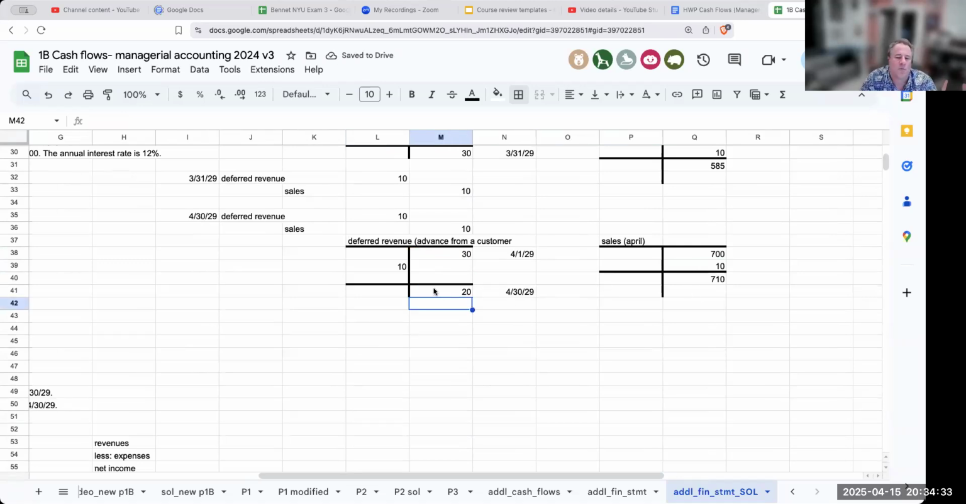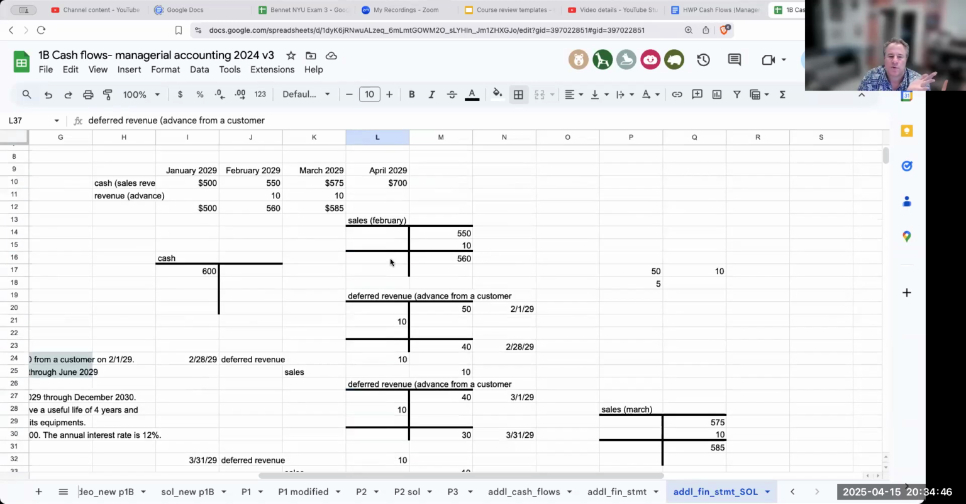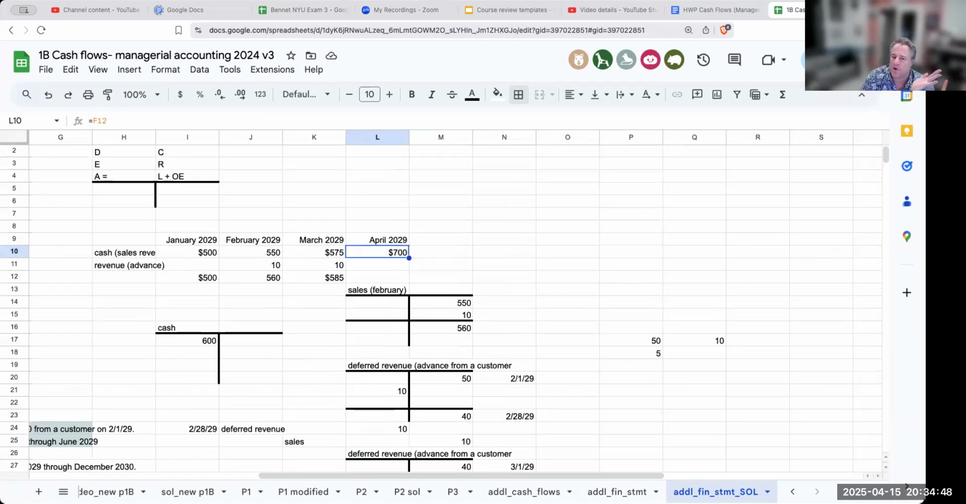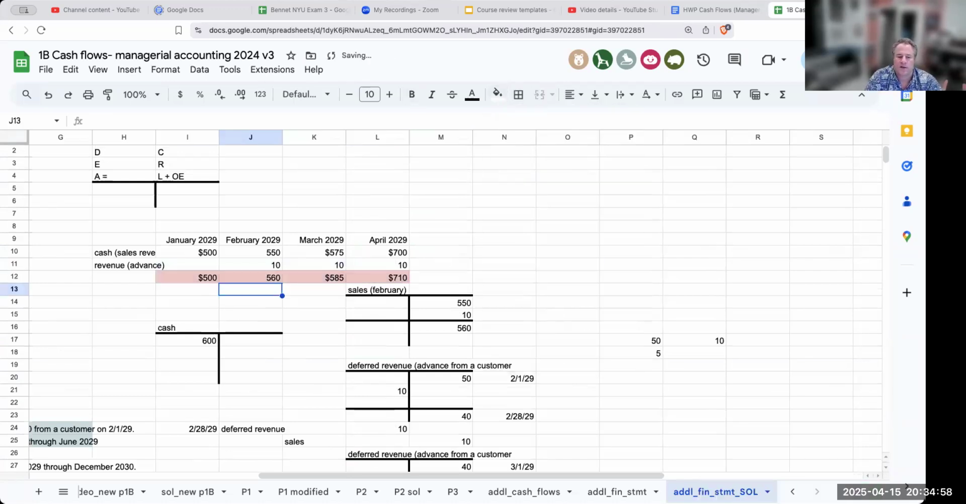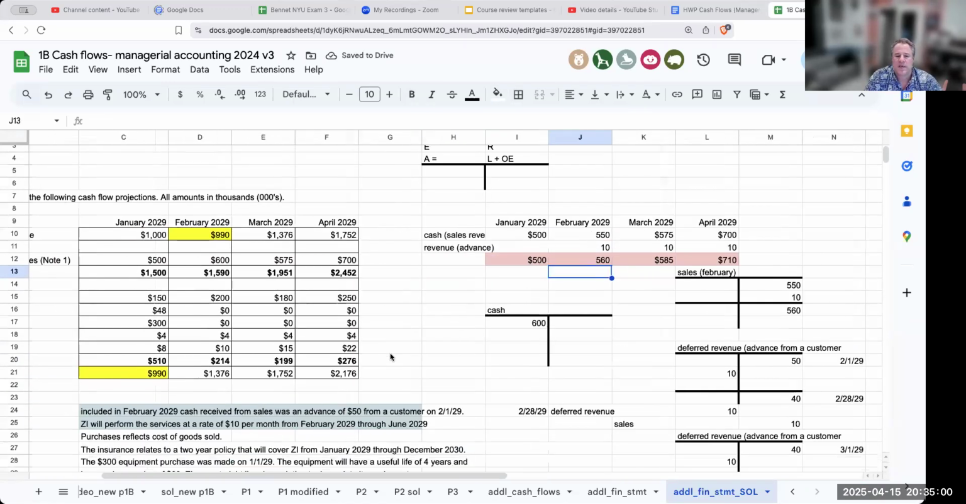Now you might be saying, Bennett, why are you going through and doing all this? Because later on, we're going to have to do a balance sheet. When we do a balance sheet, we're going to have to go through and record that deferred revenue. So now my sales for April are not only the cash I received, but also the 10 from the deferred revenue. So let's go ahead now and prepare that first part of our income statement, which is going to be the revenue.